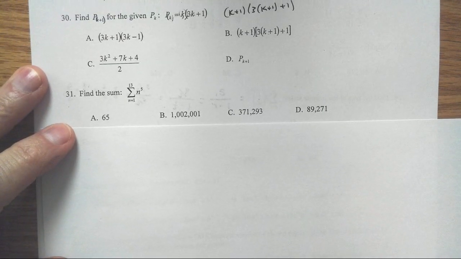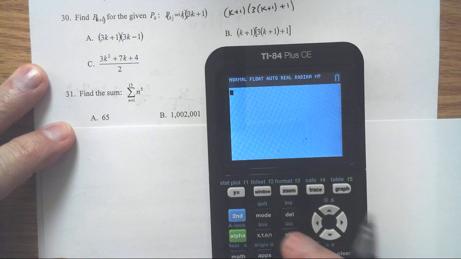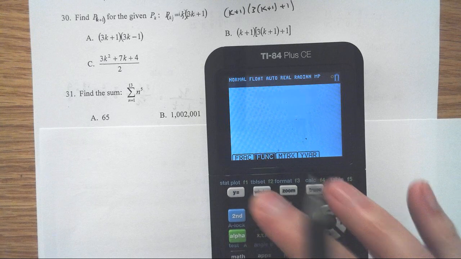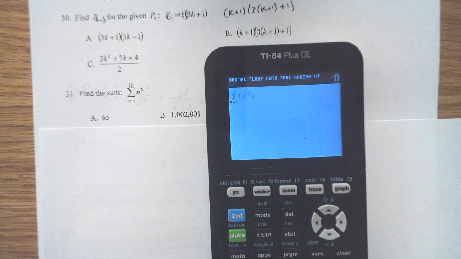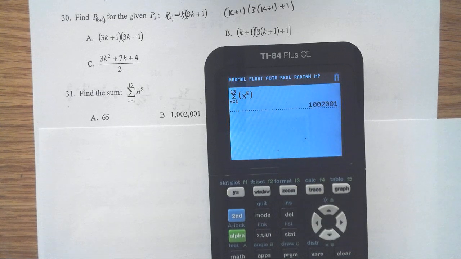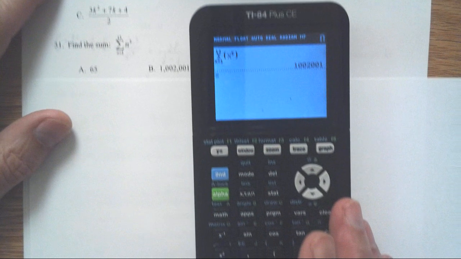Find the sum. This one is another calculator-friendly problem. Clear. Let's go alpha window summation. X equals 1 to 13 of x, and that fifth needs to be inside these parentheses. Talked about that back on page 5. Raised to the fifth. And we see that gets big in a hurry, but the solution is B.